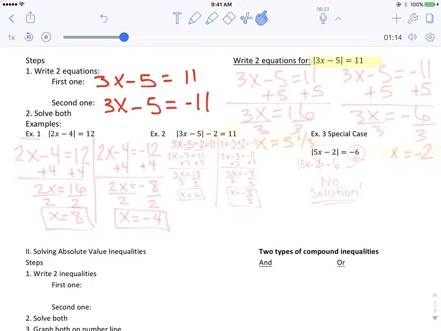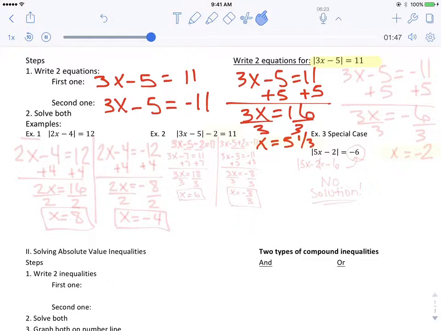Now that we have those two equations, we can solve those and come up with two separate answers for our absolute value equation. In the first example, 3x minus 5 equals 11. We add 5 to both sides for 3x equals 16, and then we divide by 3. So x equals 16 thirds, which is the same as 5 and 1/3.